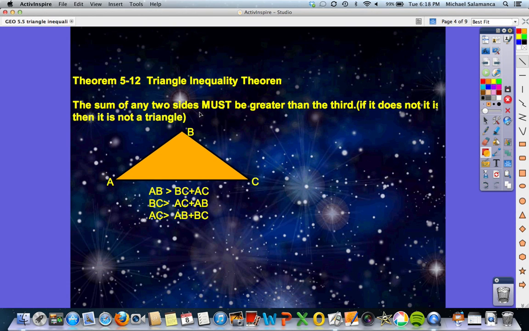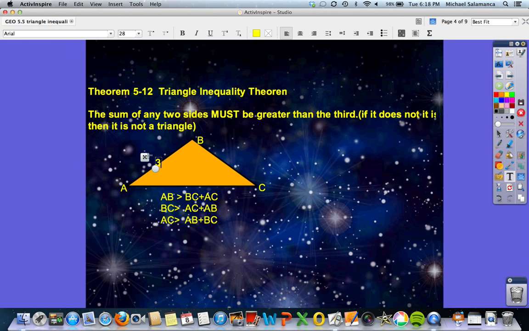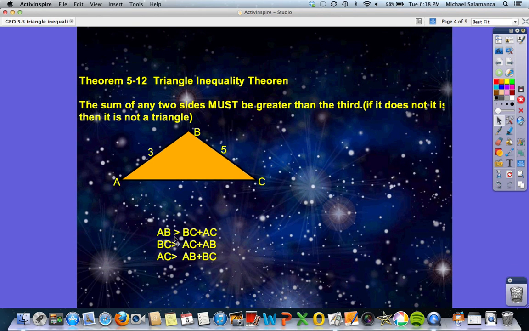One more theorem. Now it's Theorem 512. It's the triangle inequality theorem. It says that the sum of any two sides must be greater than the third. If it does not, it is not a triangle. So let's put that into words a little bit. So if we have line segment AB, and we label that 3, and we say that BC is 5, and if we move this theorem down really quick.